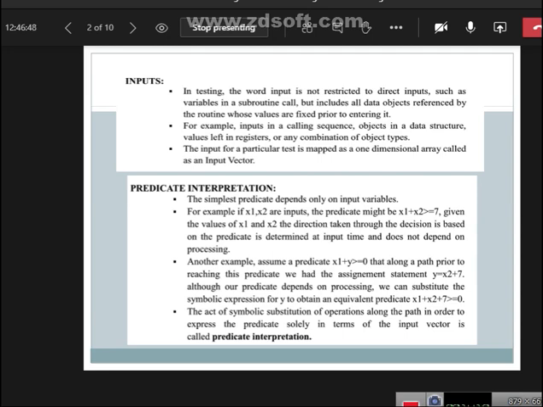For example, if you are taking x1, x2 as two inputs, the predicate might be x1 plus x2 greater than or equal to 7. What they are saying is, whenever the simplest predicate depends upon the input variables, we can say that it is a predicate interpretation.